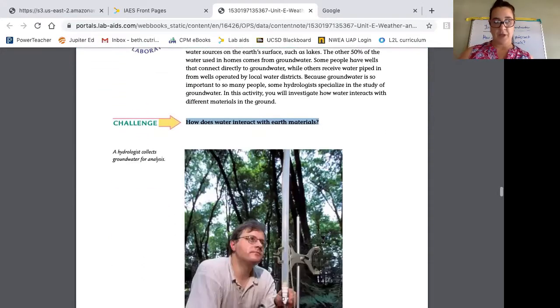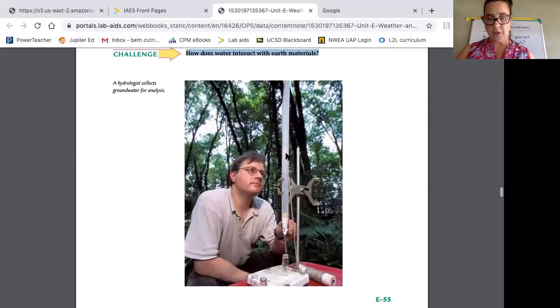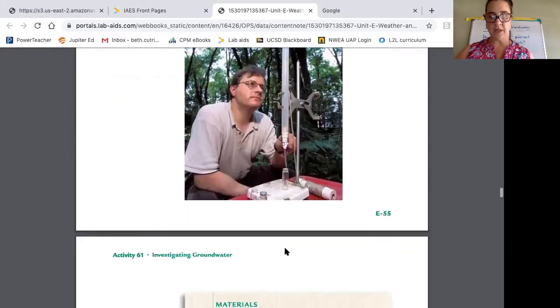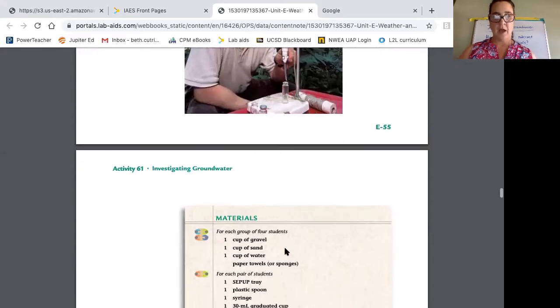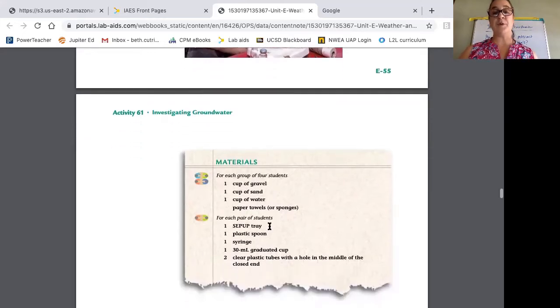So here we have a picture of a hydrologist taking some samples from the groundwater. So he has a pump. This is a very long tube coming from a pump, and he's filtering it into this little bottle so he can take it back to the lab. Okay, so we don't all have the materials because we're at home. And so I have a video to show you of what we will be doing if we were still in class.